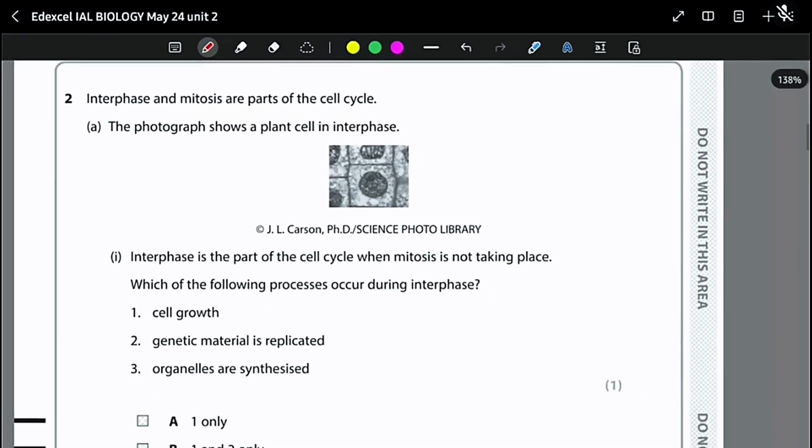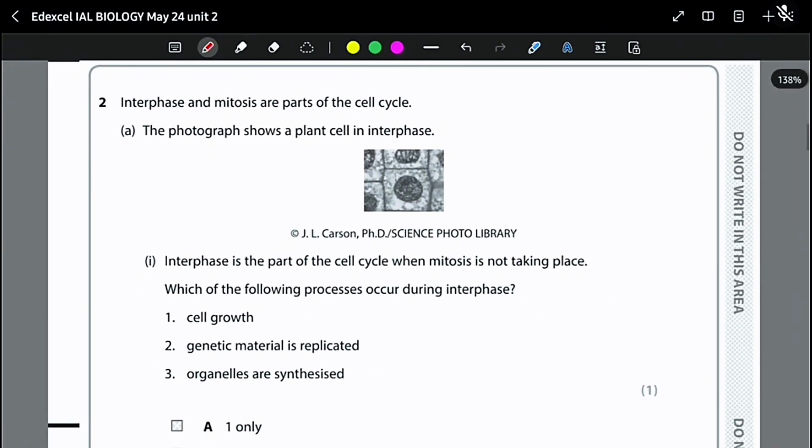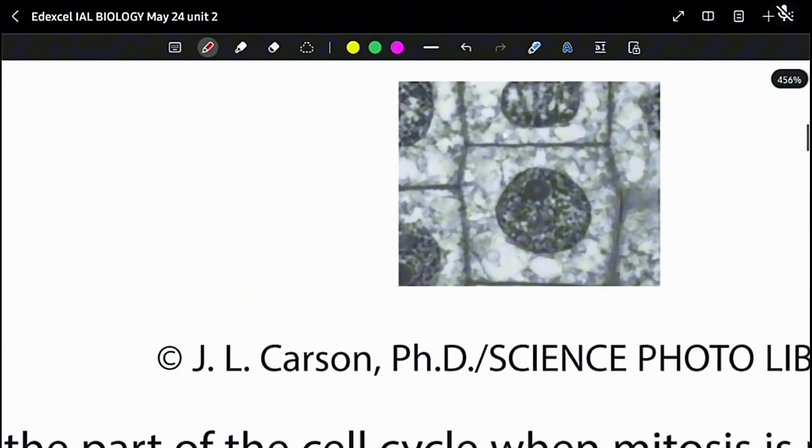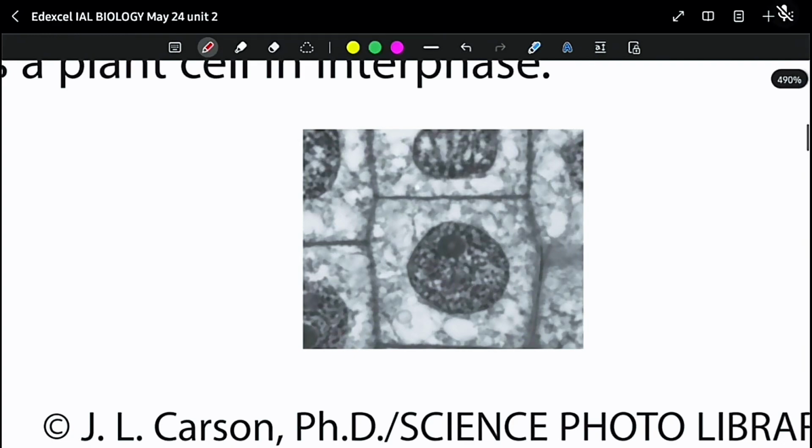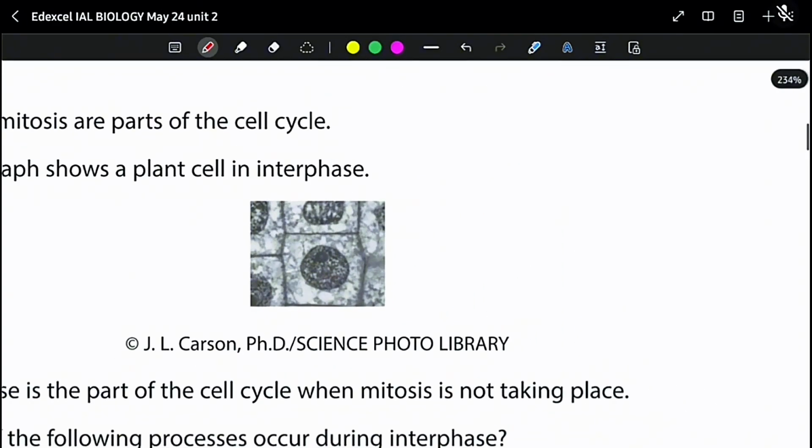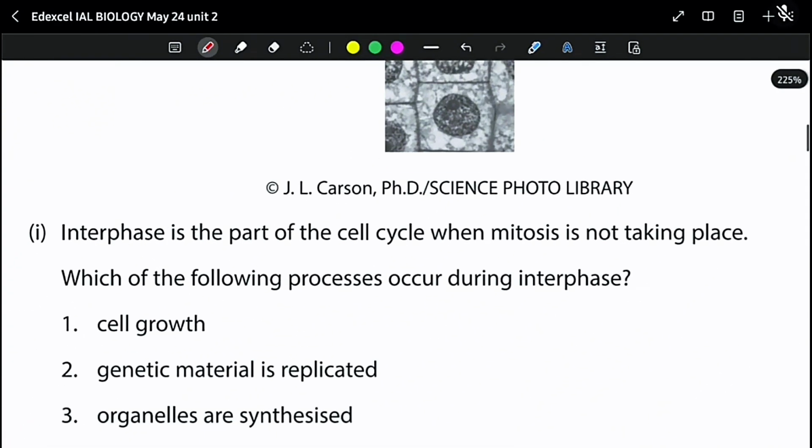Question 2. Interphase and mitosis are parts of the cell cycle. A. The photograph shows a plant cell in interphase. So this cell is in interphase. Interphase is the part of the cell cycle when mitosis is not taking place. Which of the following processes occur during interphase?